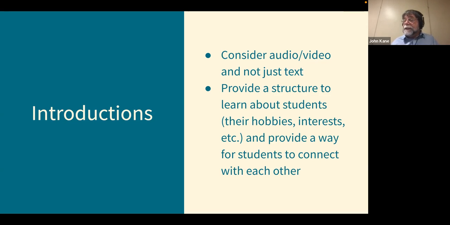And what will happen is that will naturally tend to start making connections in the students, because someone will mention a hobby and someone else will respond and say, oh yeah, I do that too. It's nice to know that there's someone else who has this interest in the class. And that can help make connections, especially if you're going to be doing some sort of group projects later.